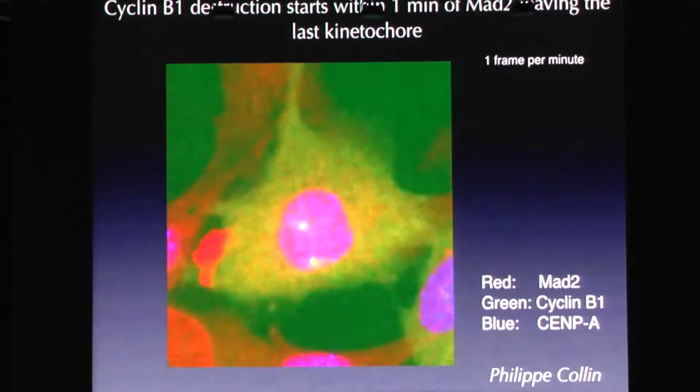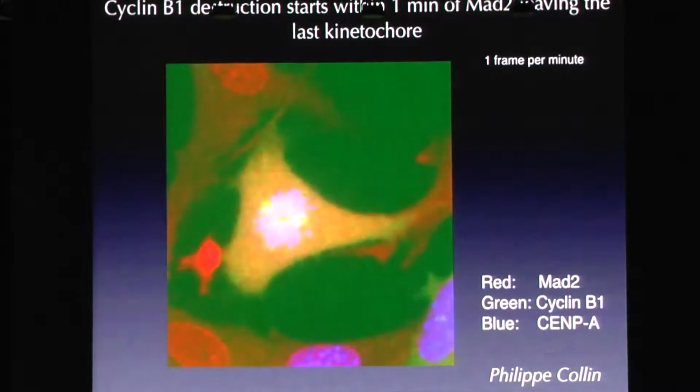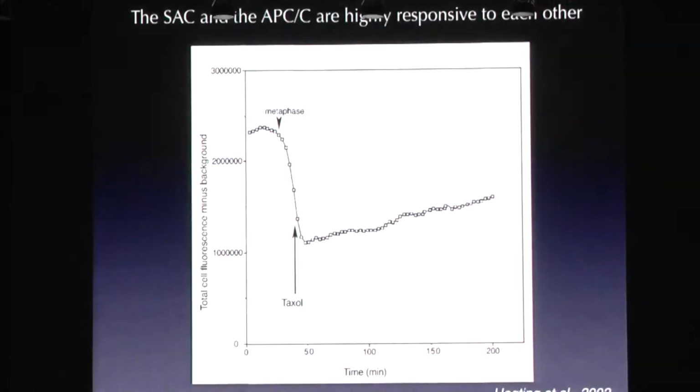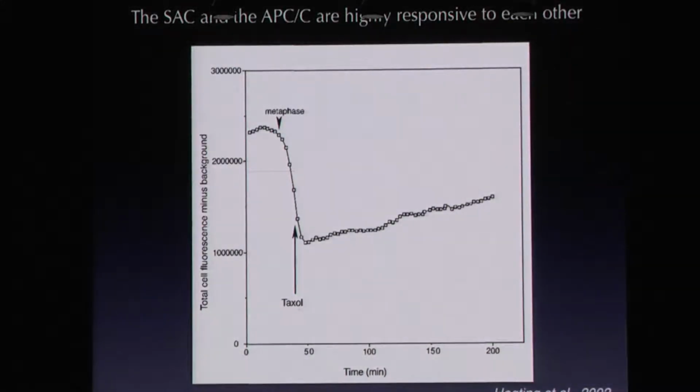Furthermore, we can actually take a cell where it's begun to degrade cyclin B, and we can reimpose the checkpoint with a spindle poison. And you can see that as soon as you add the spindle poison, within a minute or so, you have stabilized cyclin B. So here we're just measuring the fluorescence. Actually, in this case, it's securin. So that means that you very quickly turn on the APC after you've turned off the checkpoint, but you can very rapidly turn the checkpoint back on and immediately turn off the APC.